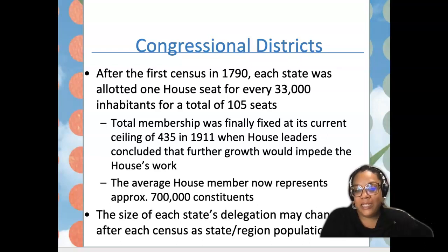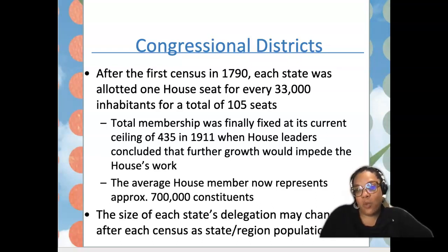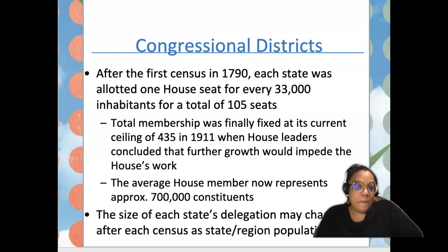So that means that the average House member now represents approximately 700,000 constituents. That's a lot of constituents, right? And the size of each state's delegation may change after the census as state and region population shifts, which is also just highlighting why the census is so important, right? Because the effects are on congressional districts, the effects are on representation, the effects are on the electoral college. So the effects are quite weighted.